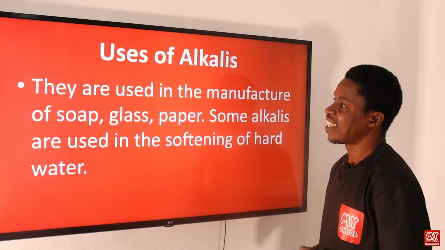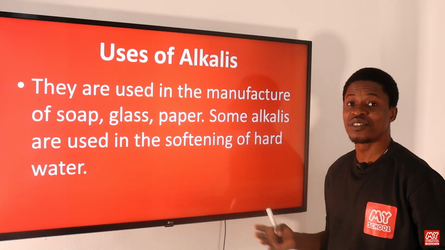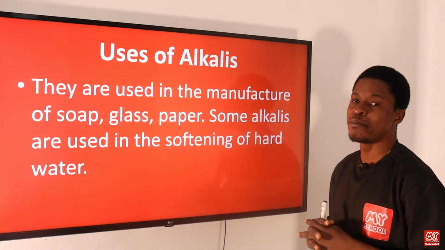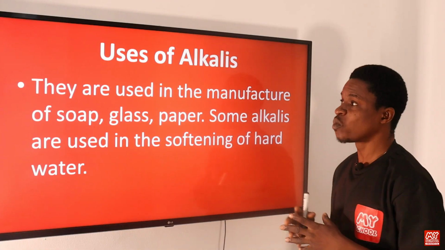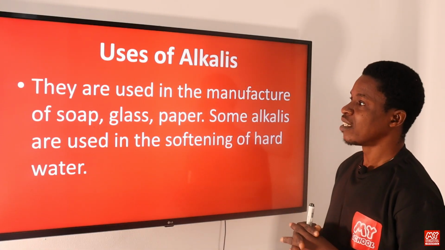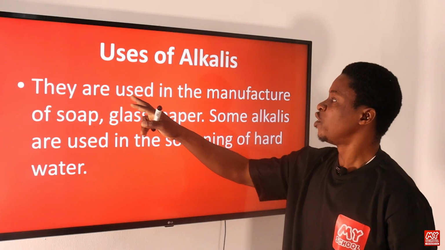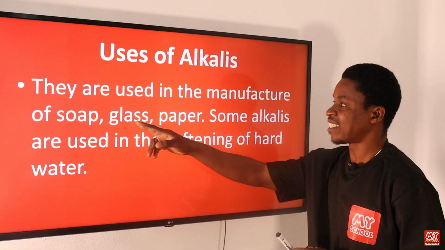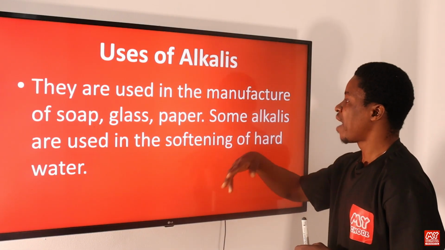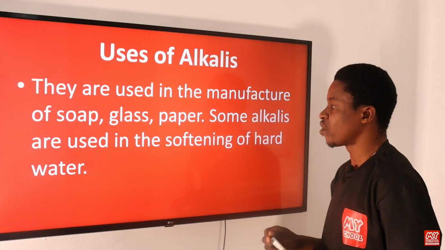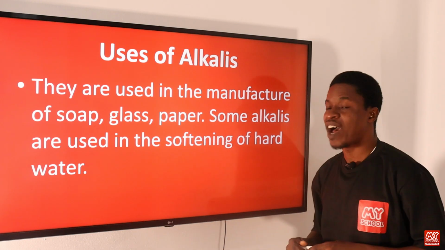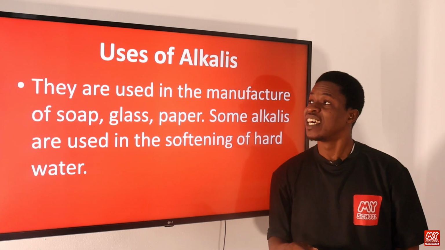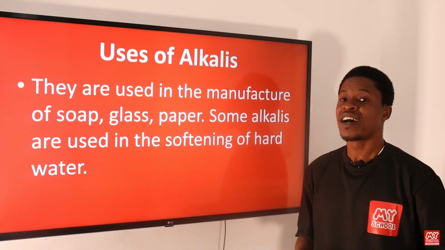Uses of alkali. Of course, they find applications in laboratories, in industries, and in many companies or factories where production is taking place. For example, they are used in the manufacture of soap, glass, and paper, and some alkalis are also used in the softening of hard water. So these are just a few examples of the uses of alkali.